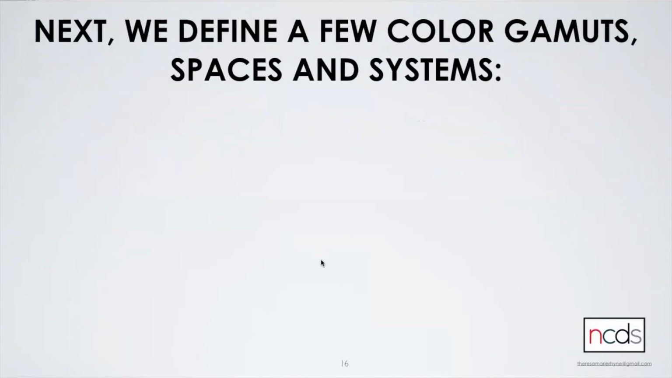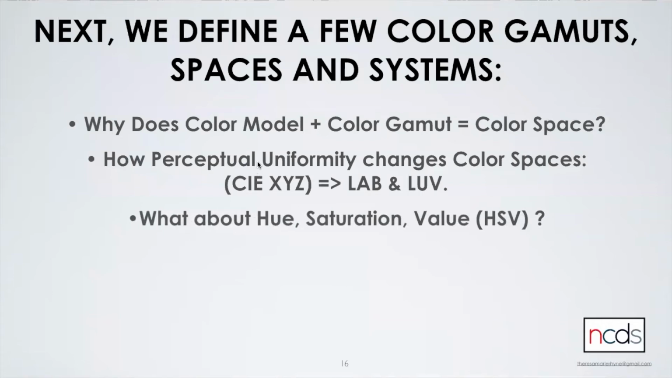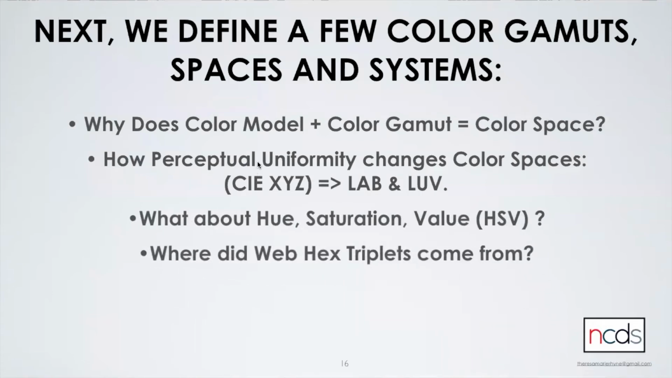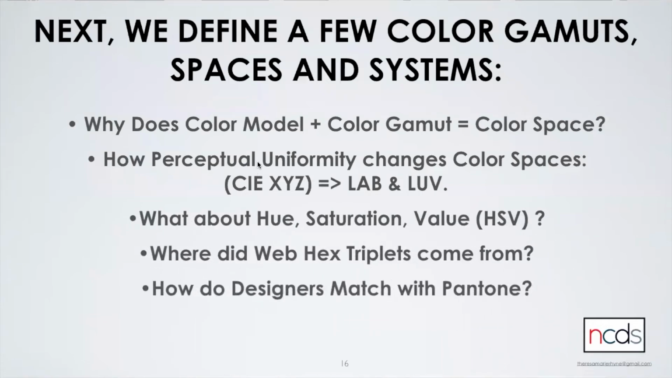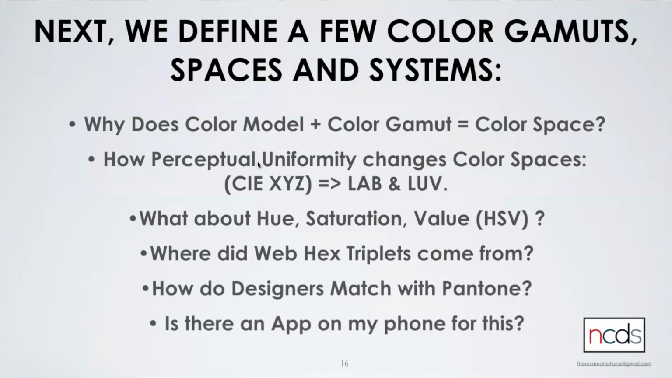So let's look at some color spaces. How is it that color gamut and color model produce a color space? We're going to talk about perceptual uniformity. I'm going to talk about a color space that's independent of the device you have in your hand. Hue saturation value, critical to computer graphics, web hex triplets for designing a web page, and how designers match with Pantone. I'll also say that there are indeed several apps on your phone for this.